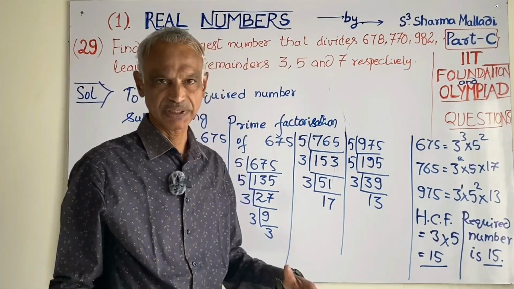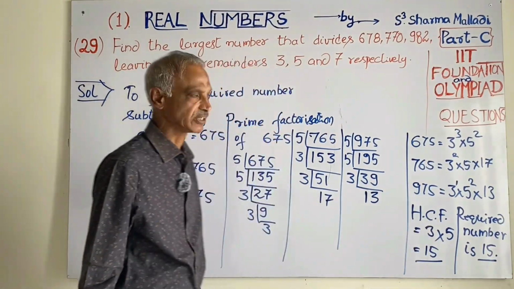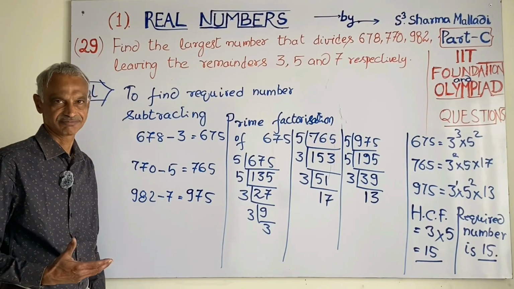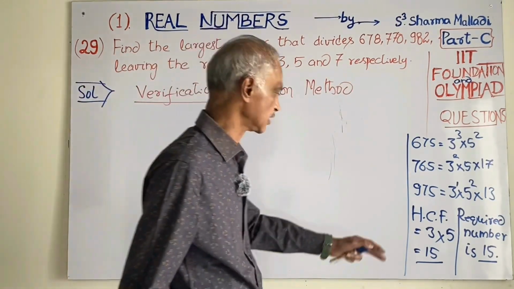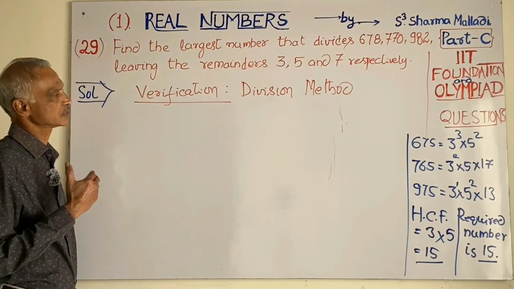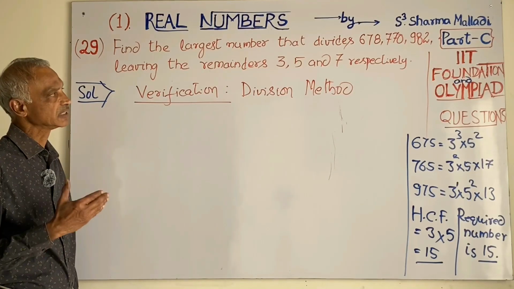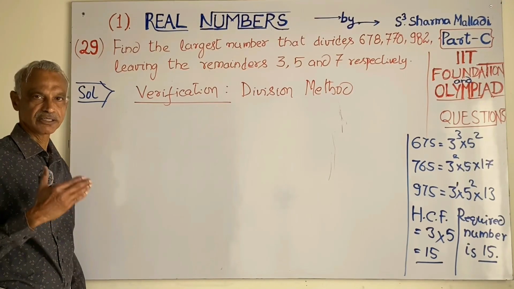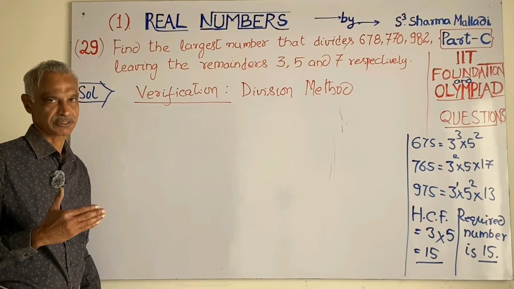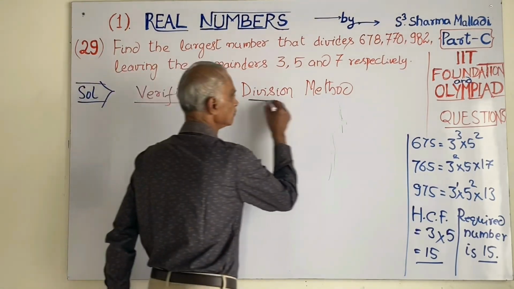We can verify that also. Now the required number is 15. Let us check whether our answer is true or false. Now verification, by the division method. The required largest number is 15 that divides 678, 770 and 982, leaving the remainders 3, 5 and 7 respectively. We will verify using the division method.